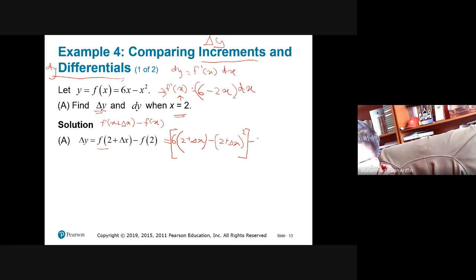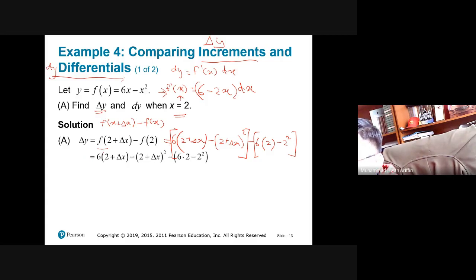So how do I get this f of 2? We're going to get 2 squared. Now expand this. I'm going to leave this for you to expand on your own. After you have simplified and expanded this, you should get this. And finally, this would be the change or the increment in y, or delta y.